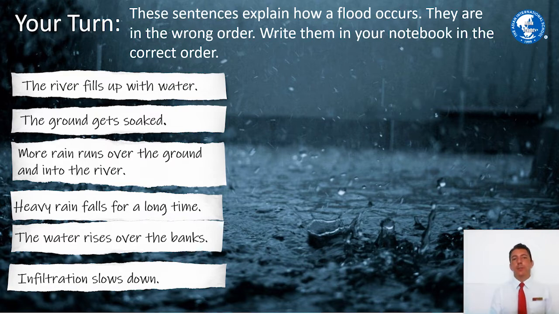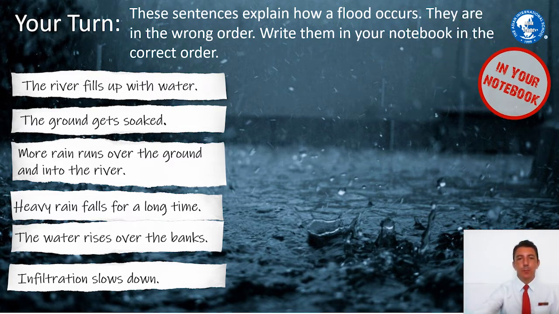So now your turn. These sentences explain how a flood occurs. Here they're in the wrong order. So in your notebook, you're going to copy them and put them into the correct order. So we'll write 1, 2, 3, 4, 5, 6. So please pause the video now and write these sentences in the correct order, and then we will check.